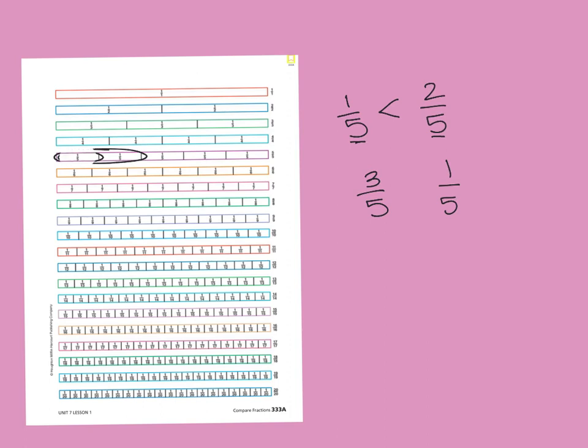For number 2, we're comparing 3/5 to 1/5. 3/5 is greater than 1/5. How about 4/5 or 2/5? 4/5 is greater than 2/5.